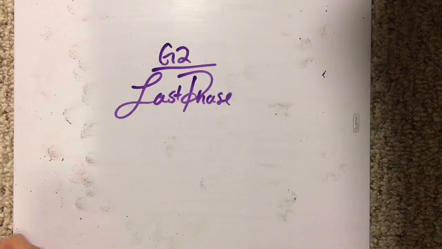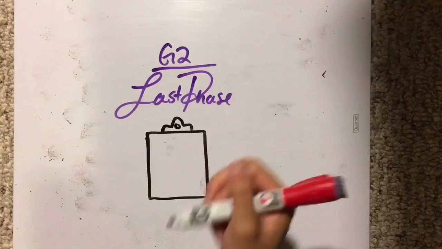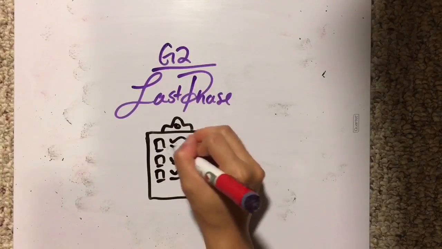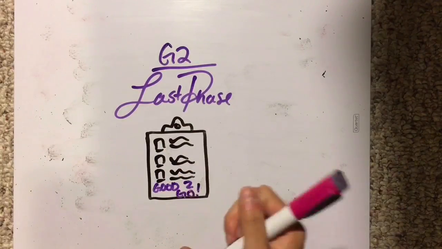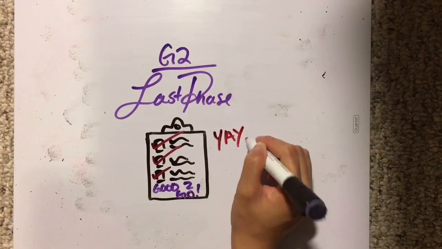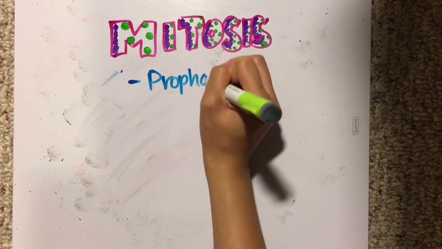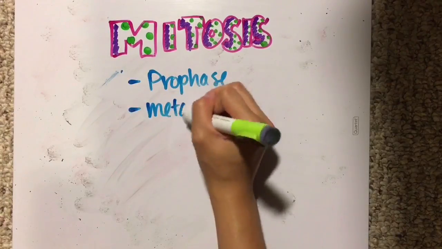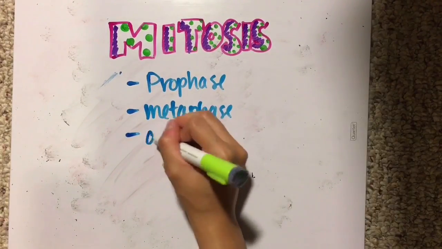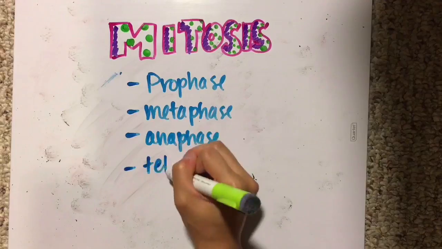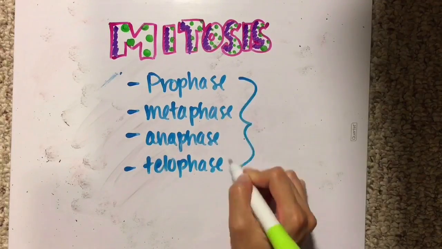In the G2 phase, the cell continues to prepare for mitosis and cell division. G2 is the last phase of the interphase, and basically the cell is checking to see that the duplicated chromosomes have no errors. In mitosis, there are four stages: prophase, metaphase, anaphase, and telophase.